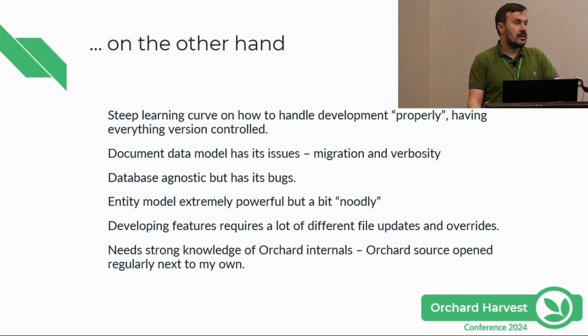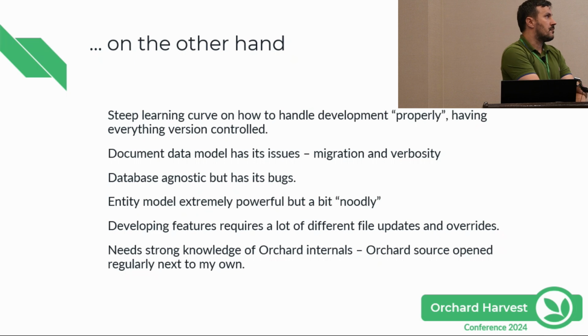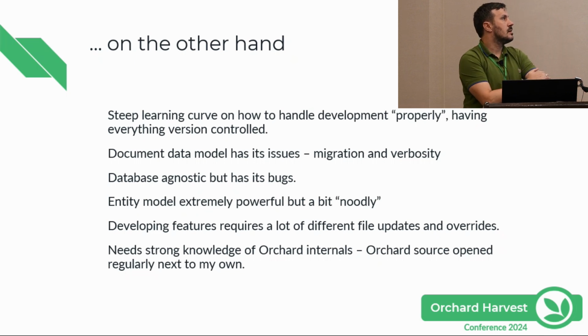And on the other hand, there's a steep learning curve on how to handle development properly. There are different ways you have to do some stuff, and then you have to decide on your preferred way of doing it. The document data model has its own inherent issues, which we all know. It's application first, and then it's like, what are we going to do with it? What happens if you change the model? How are you going to handle it? Nothing new, but it is what it is. Database agnostic, but has its bugs. I actually had a bug where I would do something in SQLite, then push to production, and production would just die.